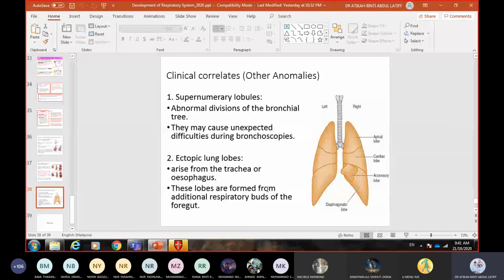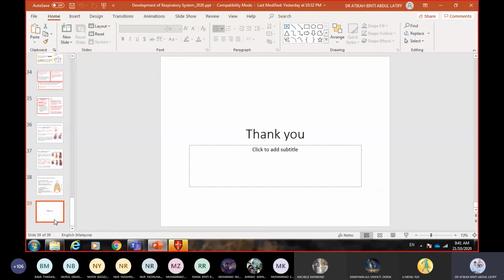These lobes are formed from additional respiratory buds of the foregut. Meaning during the respiratory bud formation from the foregut, 2 respiratory buds formed instead of 1, for example. Again, usually there's no problem if they separate and there's no fistula. So I think that's all for development. Thank you very much.